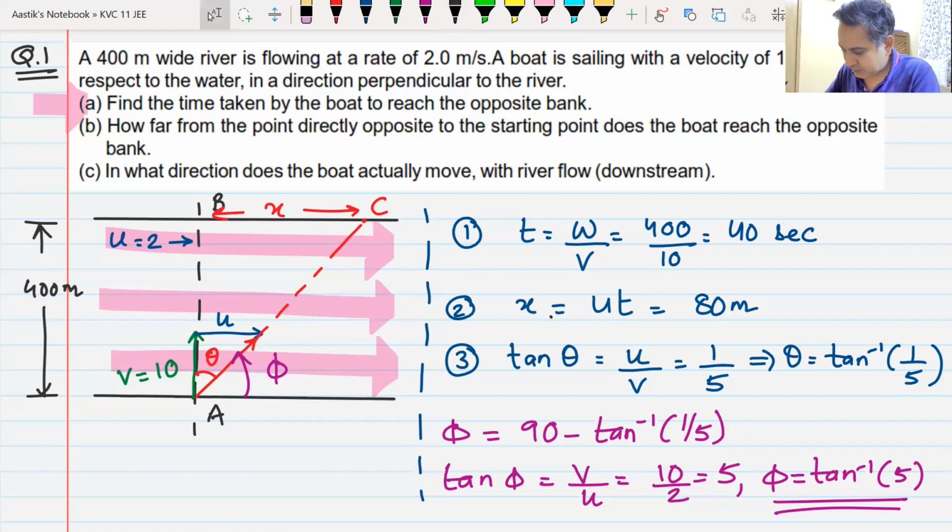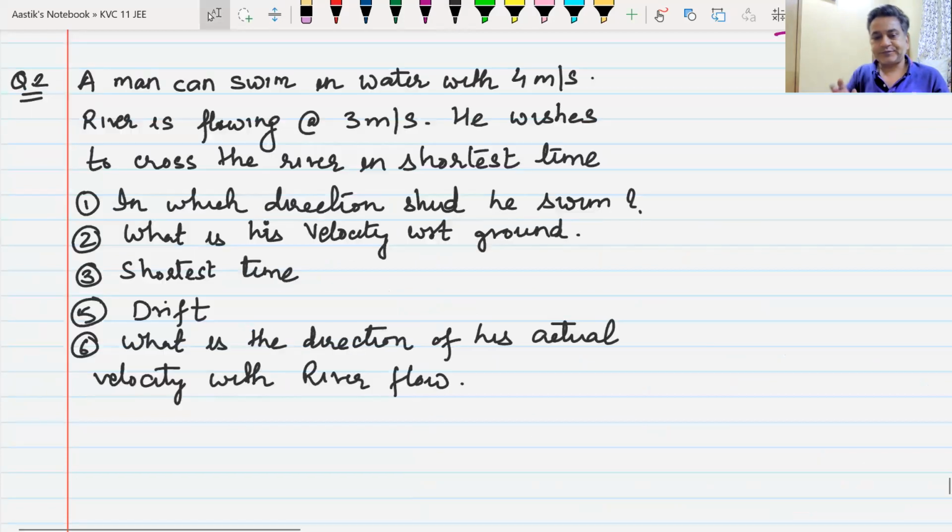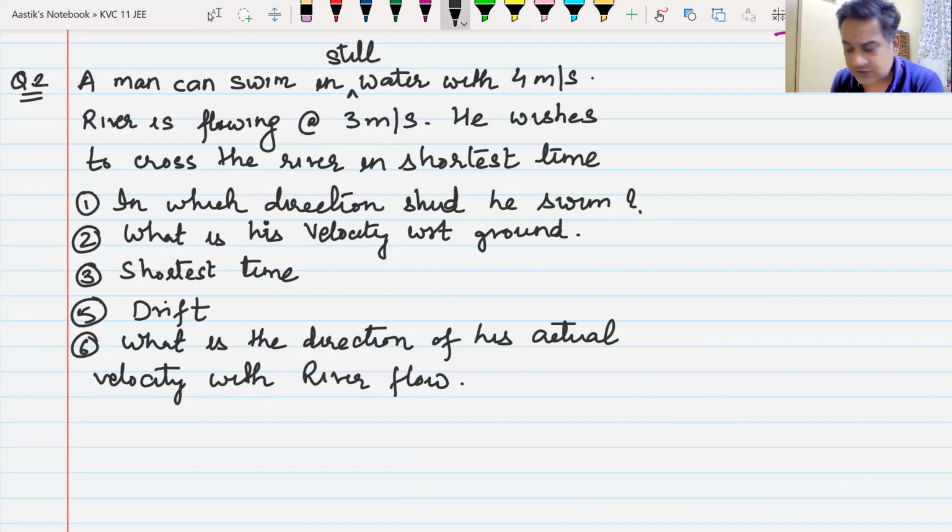Okay. So here is the question that I have written for you, and you have 2 minutes to solve this. A man can swim in still water with a velocity of 4 meter per second. The river is flowing with a velocity of 3 meters per second. He wishes to cross the river in the shortest possible time. The first question is, in which direction should he swim? Number 2, what is his velocity with respect to ground? Number 3, what is the shortest time? Number 4, what is the drift?